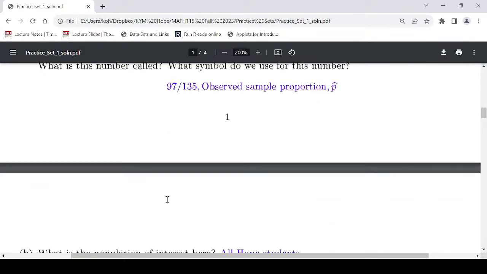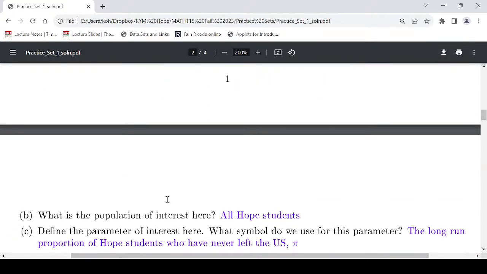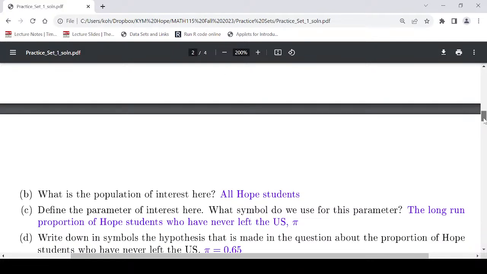Okay, but let me ask you some questions. What is the population of interest? Did that change? No, it didn't change. It's still all Hope students. Define the parameter of interest. It's still the same. All these questions have not changed. Write down the hypothesis that is made. So I hope you have that as 0.65 for the value of pi. That's the new thing that we want to check. Okay. So now let's go on.